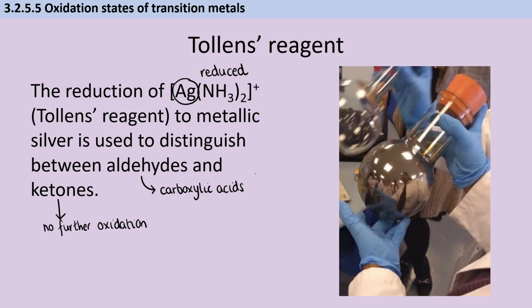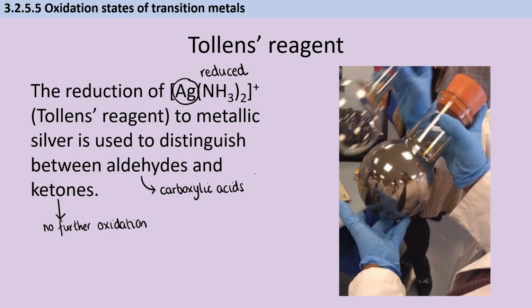You need to be aware of the use of Tollens' reagent to distinguish between aldehydes and ketones. To make the Tollens' reagent, we take some silver nitrate solution and add a tiny amount of sodium hydroxide, which makes it slightly alkaline, and that causes a precipitate of silver oxide. You then add enough dilute ammonia to redissolve that precipitate, and you make this diamine silver ion.